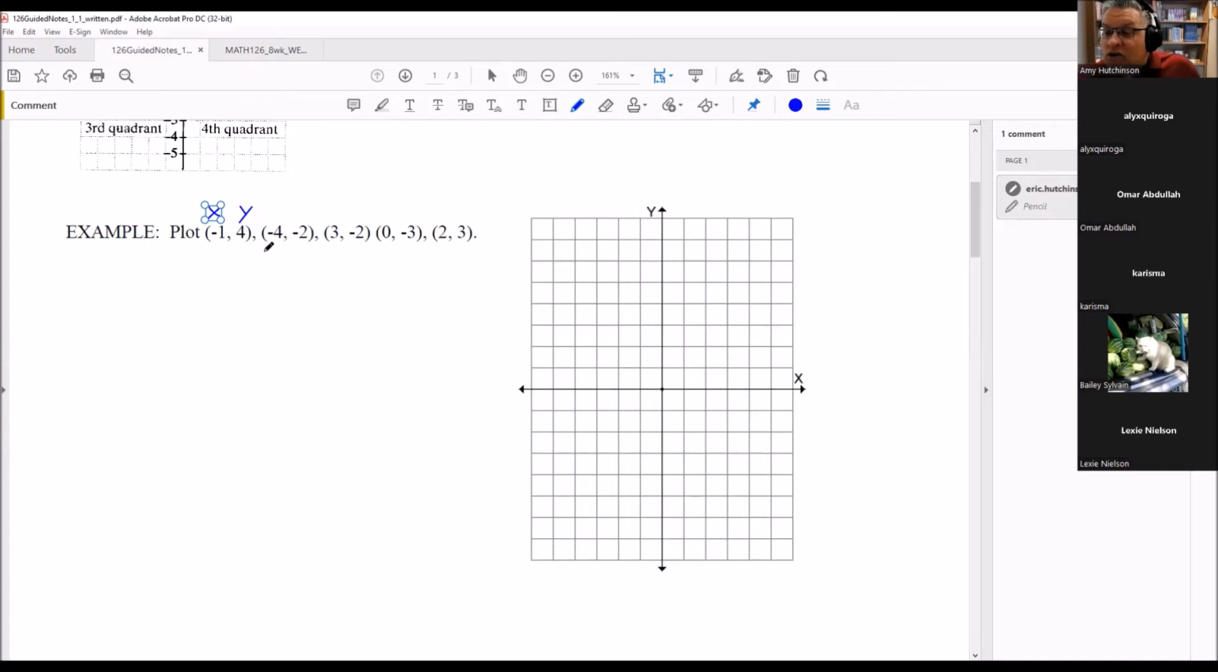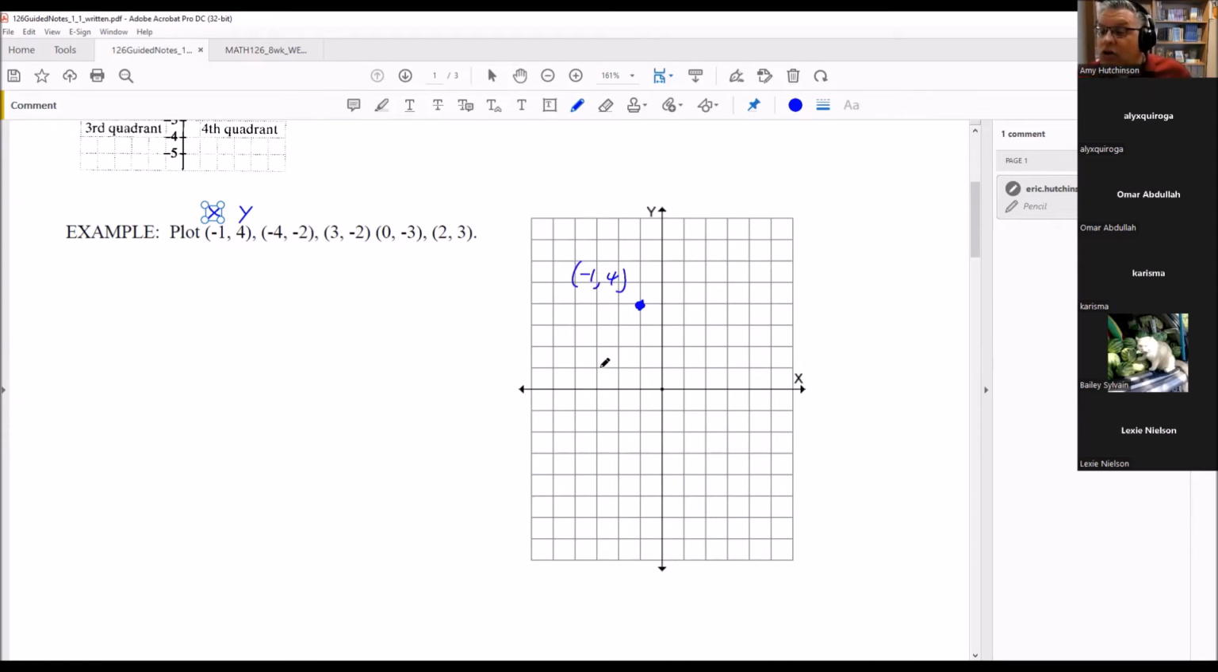If the X coordinate, the first coordinate, is negative, you're going to go to the left. If it's positive, you're going to go to the right. Then for the Y coordinate, that's the up and down. If it's positive, you're going to go up. If it's negative, you're going to go down for the Y. So if I want to plot -1, 4, I would start at 0, 0. I'm going to move 1 to the left, and I'm going to go 4 up right there. And so that point right there, I'm going to go ahead and label it -1, 4 right there.